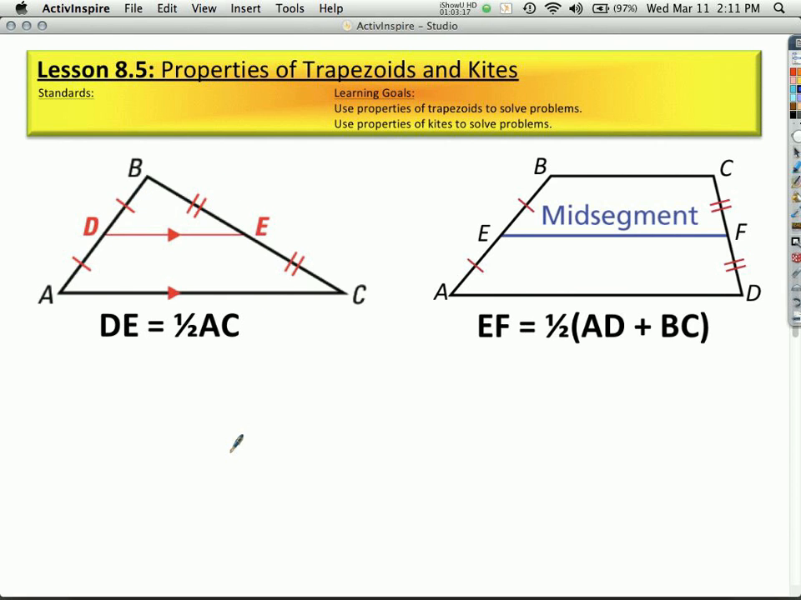So the trapezoid midsegment theorem is the same idea. This is the midsegment, and EF will be half, but instead of it being just half of the base, we have two bases. So we actually add the bases together, and then cut it in half, and we get the midsegment. Any questions about what you're seeing here?